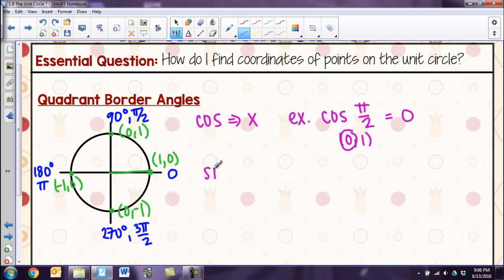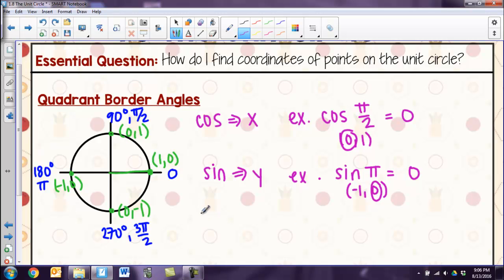Okay, and so if I remember that sine goes with y, it would be really straightforward for me to find something like the sine of pi, because that would just be me going over, finding that coordinate, negative 1, 0, picking the y coordinate, and that would also be 0.